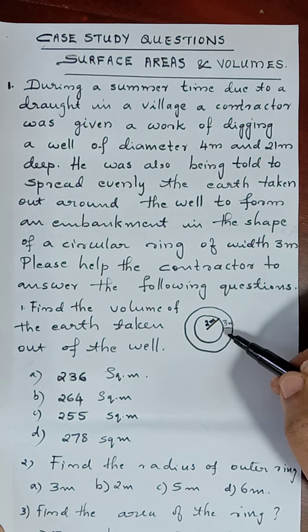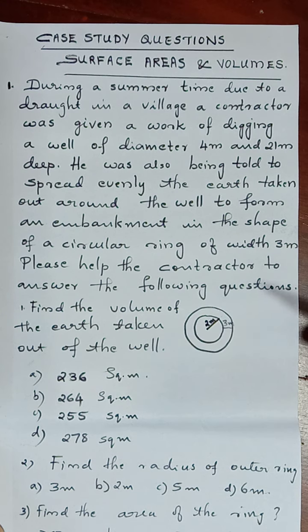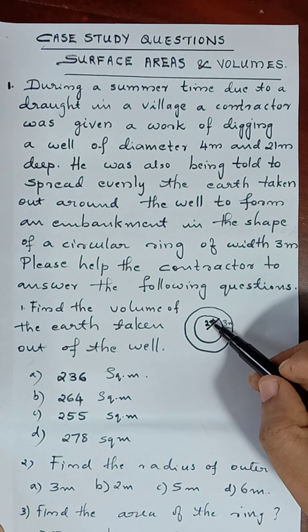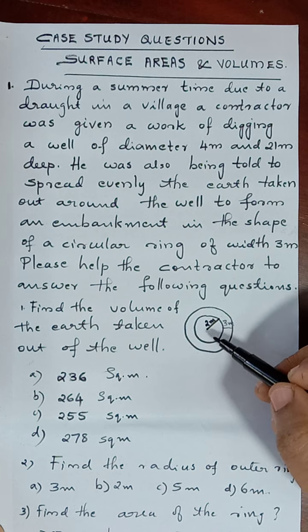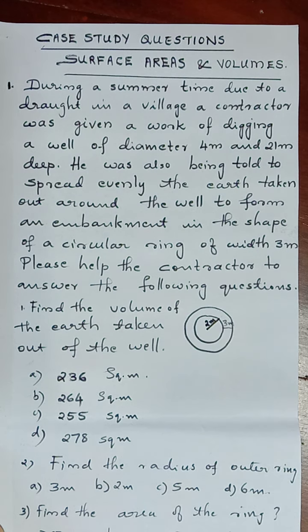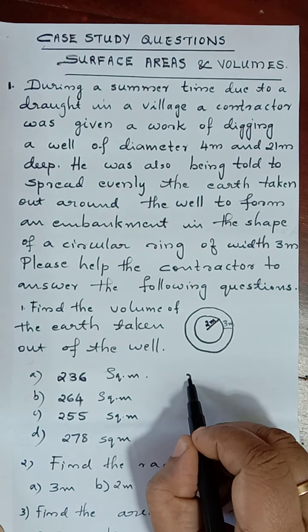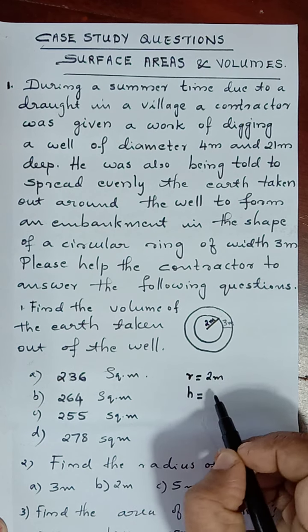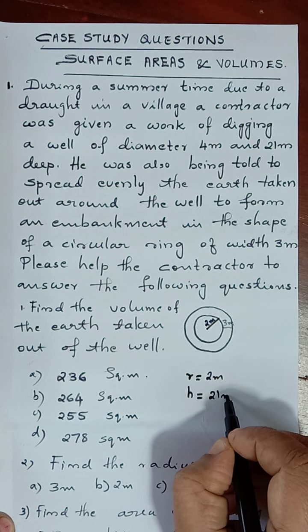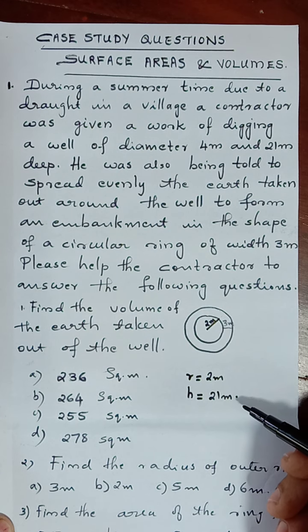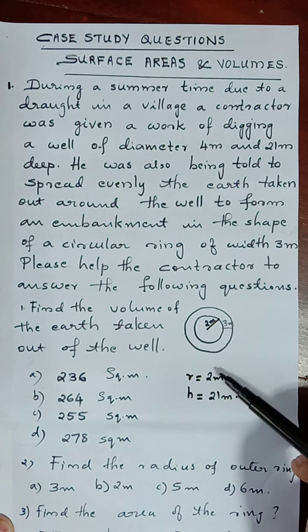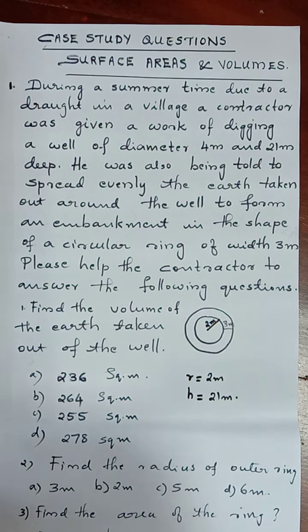Do you remember the formula? Volume of cylinder is equal to pi r square h. Pi into radius square. Radius we know is 2 meter. So 2 square into the height or depth of the well, that is given as 21 meter. So pi r square h we have to find out, that is the volume of earth used for the embankment. Let us do that.